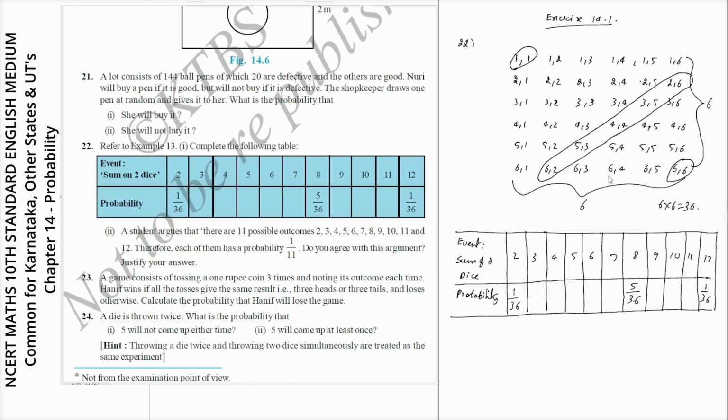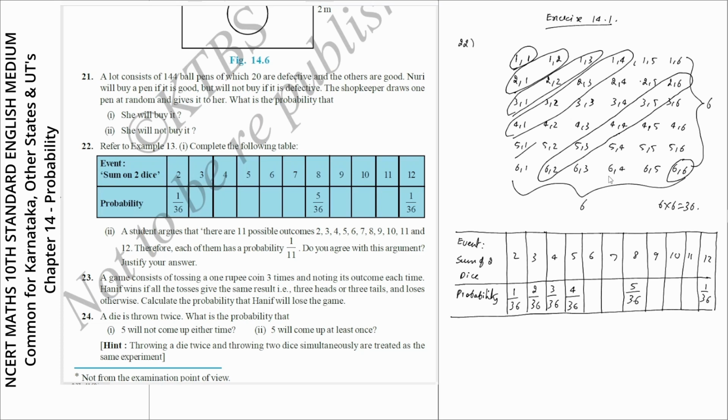Similarly, what is the probability that we get 3? You can see here we get 2 outcomes where the sum is equal to 3. Therefore 2 by 36 is the probability of getting 3. Similarly, what is the probability of getting 4? Here you can see there are 3 outcomes, that is 3 by 36. Probability of getting 5 is this one: 1, 2, 3, 4. There are 4 outcomes where we get 5. So 4 by 36 is the probability of 5.